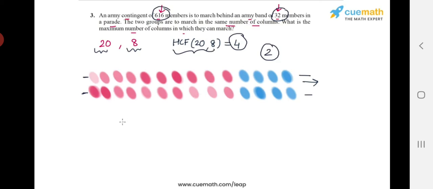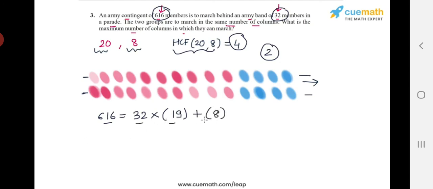So let's apply Euclid's division algorithm to do this. Applying the division lemma to the pair of numbers 616 and 32, we get 616 is equal to 32 times, what will be the quotient? The quotient will be 19, because 32 times 20 is 640, which is larger than 616. So 32 times 19, and the remainder will be 8.